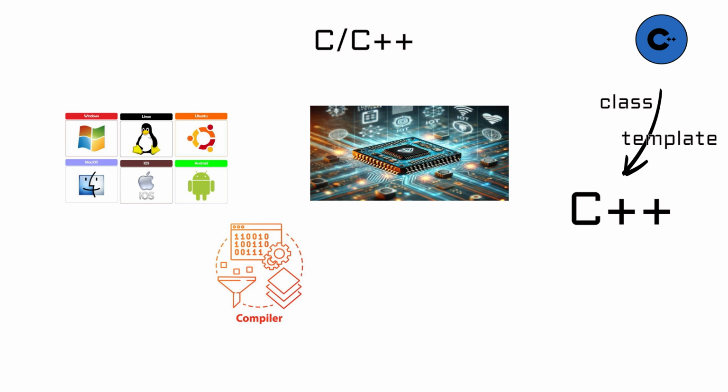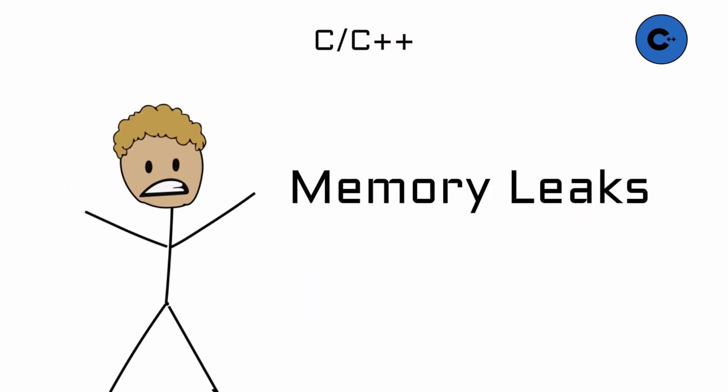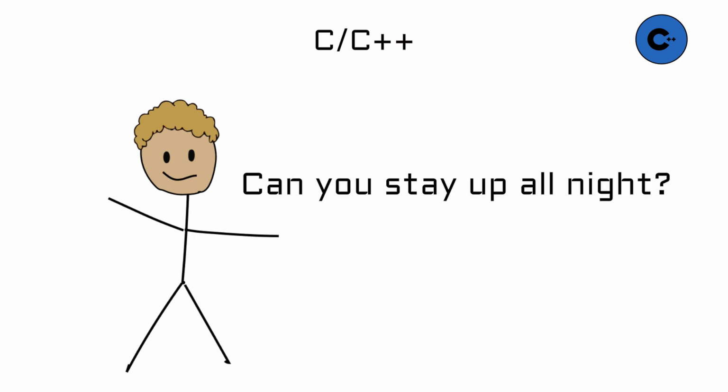Writing C or C++ is like extreme sports. The performance is top-notch, but one wrong move, and you've got a memory explosion on your hands, the kind that keeps you up all night chasing down bugs. It's a language for those brave enough to seek ultimate performance and hardware-level optimization.